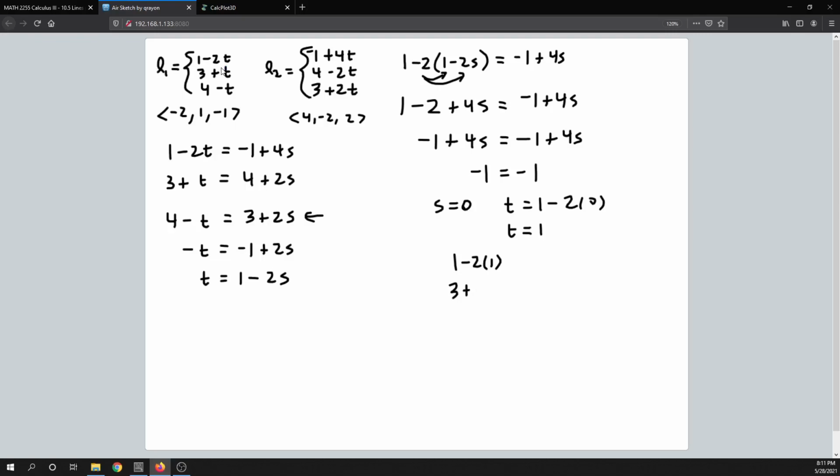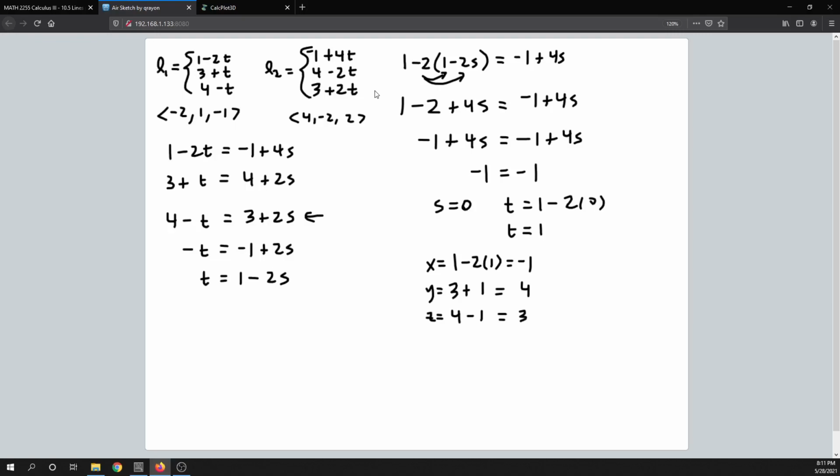3 plus 1 and 4 minus 1. All right, that's what x would equal, that's what y would equal, that's what z would equal. And so here I get 1 minus 2 is negative 1, 3 plus 1 is 4, 4 minus 1 is 3. So that's what I would get as the point for that line.